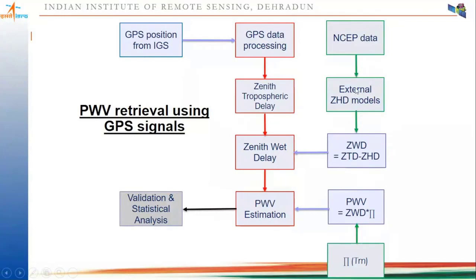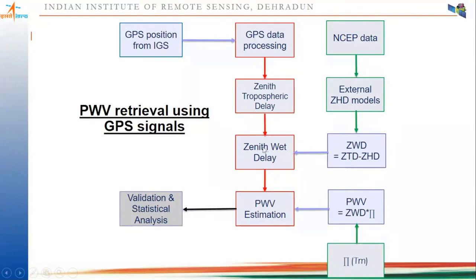Inside that, you need some pressure information, and this can be taken from the nearest AWS or MET sensor data. From the MET sensor it can be taken, or you may utilize reanalysis data. There are various reanalysis or model data that can be used to derive the ZHD models. So when we subtract the ZHD from ZTD, we get the ZWD, which is nothing but the zenith wet delay.